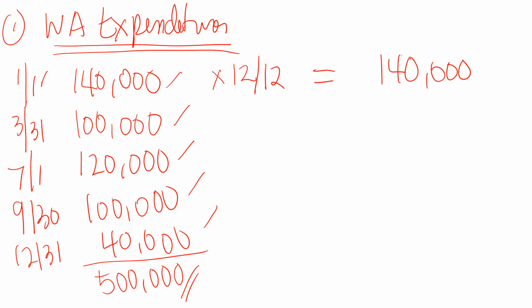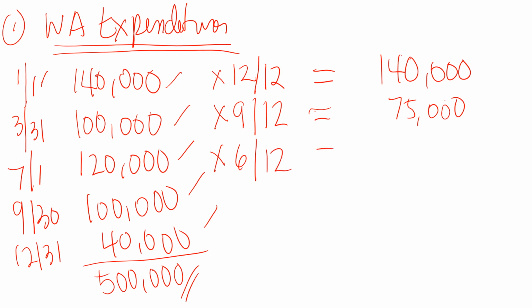Ito naman, so 12 minus 3 is 9. So, i-multiply ko to ng 9/12. So, lalabas, this is 75,000. Ayan. Then 7/1. So, 12 minus 7 is 5. 31 minus 1 is 30. So, 6 months. So, i-multiply ko to ng 6/12. So, this will be 60,000.